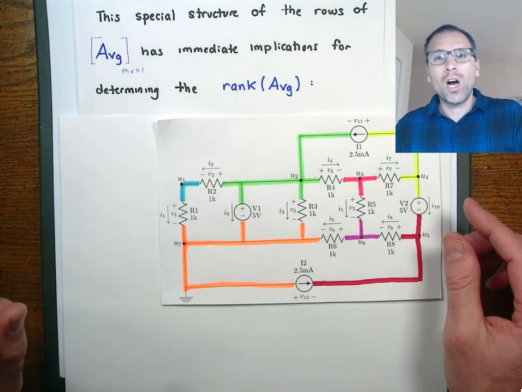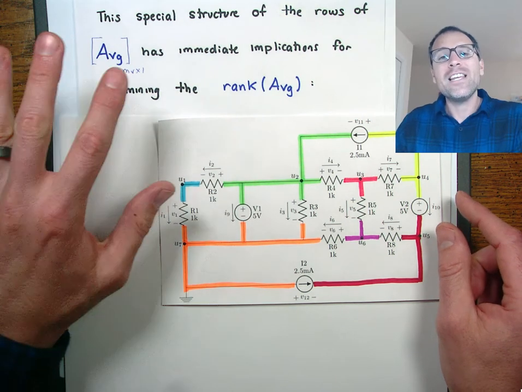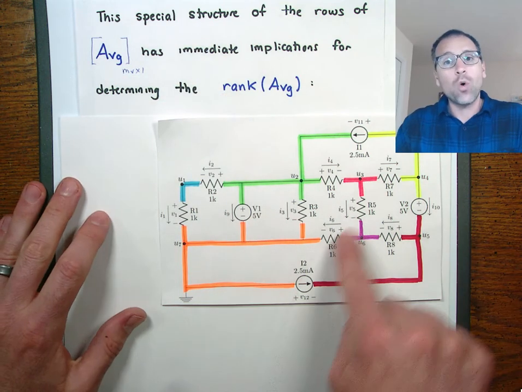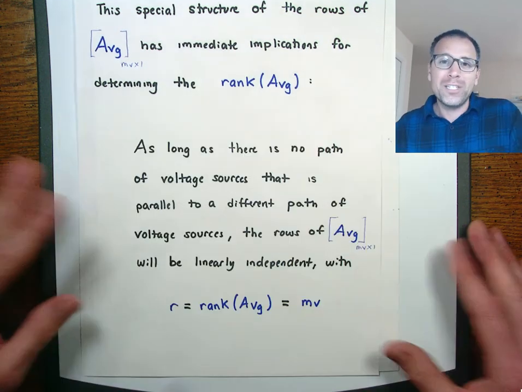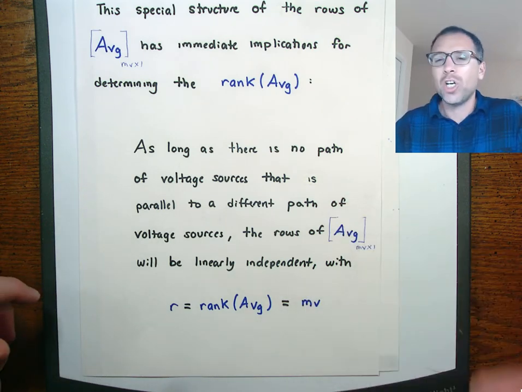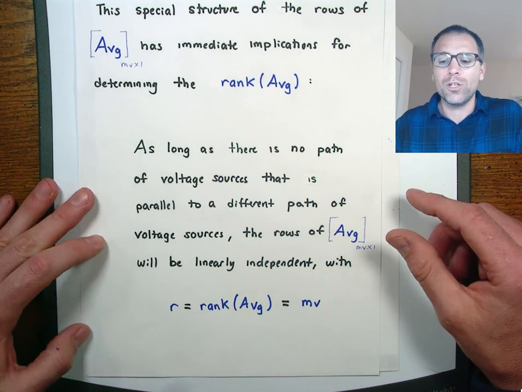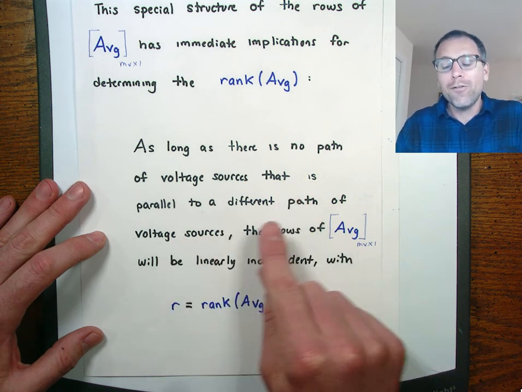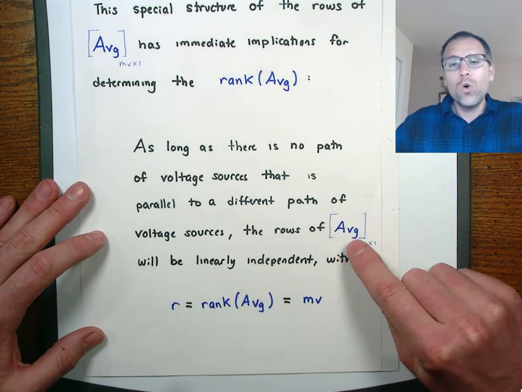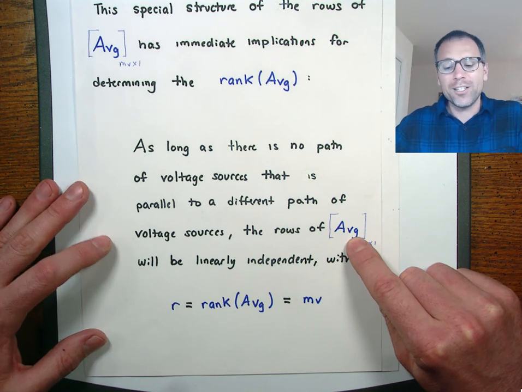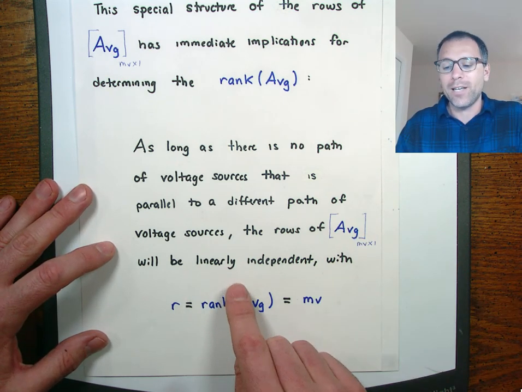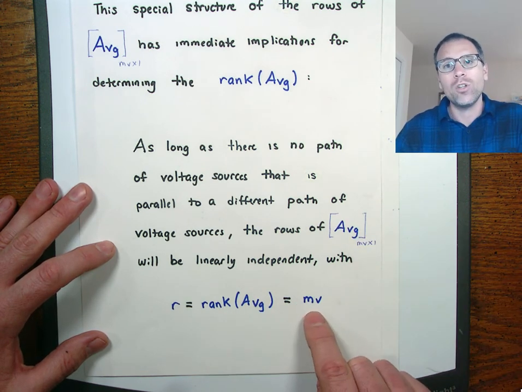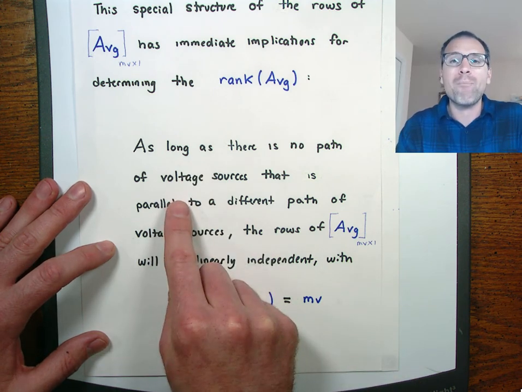But the special structure of the matrix A sub Vg has immediate implications for measuring the number of linearly independent rows, the number of pivots in that matrix. And that is correlated with the connectivity of the original circuit. More specifically, I'm going to state a conjecture. I'm not going to offer a proof. I'll show you an outline of that. I kind of leave that as a challenge to my viewers. But the claim is, as long as there's no path of voltage sources that is parallel to a different path of voltage sources in our circuit, the rows of that voltage source subblock of our incidence matrix will always be linearly independent. Another way to say that is, if I want to know the rank of that matrix, that rank will always be equal to the number of voltage sources, assuming, of course, I don't have parallel voltage sources in my circuit.